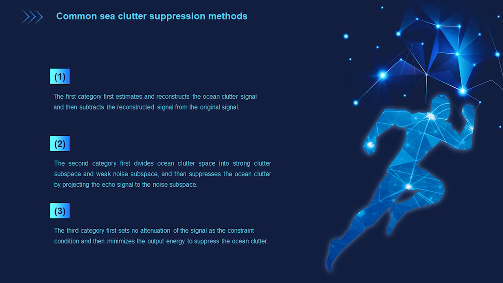The second category first divides ocean clutter space into strong clutter subspace and weak noise subspace, and then suppresses the ocean clutter by projecting the echo signal to the noise subspace. The typical methods are the eigenvalue decomposition method and singular value decomposition method. The third category first takes no attenuation of the signal as a constraint condition and then minimizes the output energy to suppress the ocean clutter. The typical method is the optimal filter method.